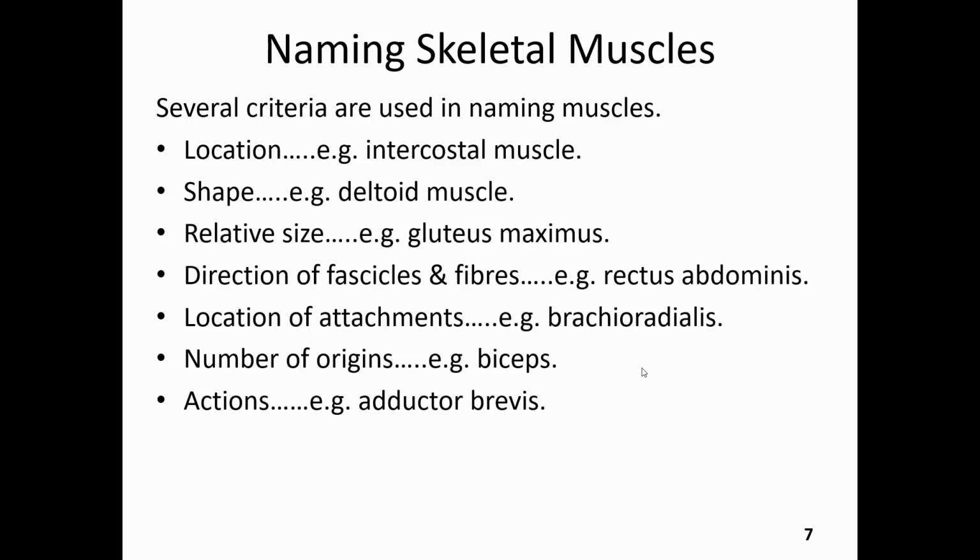And some muscles are named after the action or the movement those muscles generate. For example, the adductor brevis is a muscle in the lower extremity that, when it contracts, will adduct the thigh, and so that will move the leg towards the midline of the body in the frontal plane.